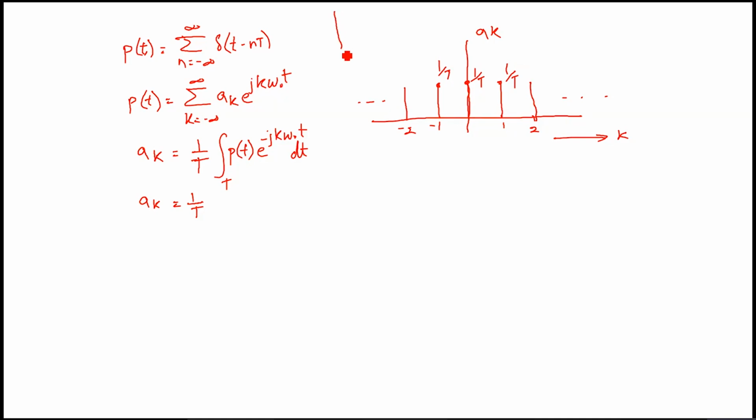Remember, your P of t was basically an infinite set of impulses spaced at time period T. This was your P of t going here and going here. So the Fourier series will end up being something like this.